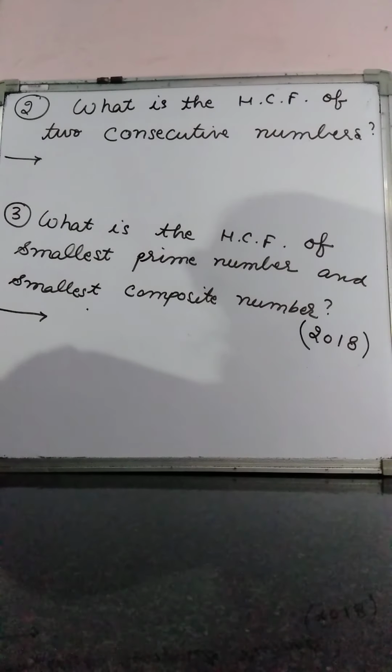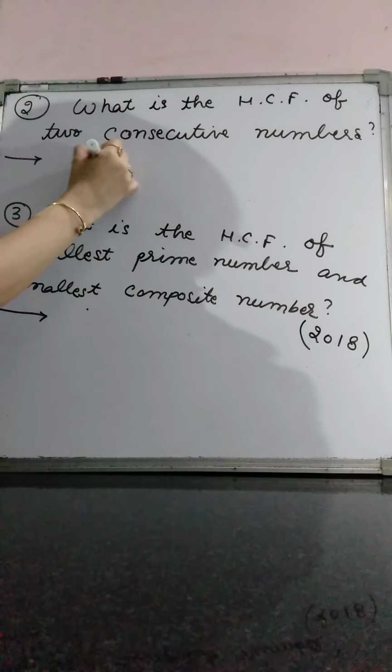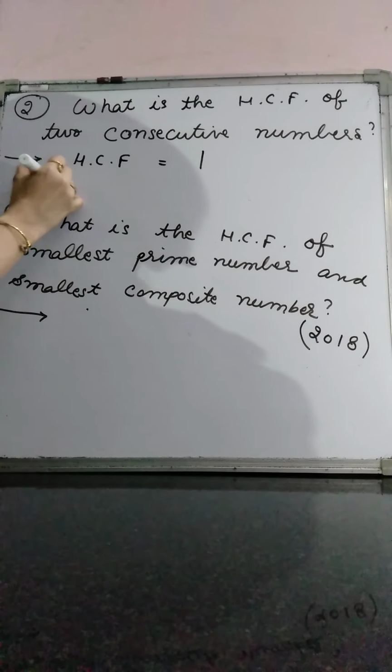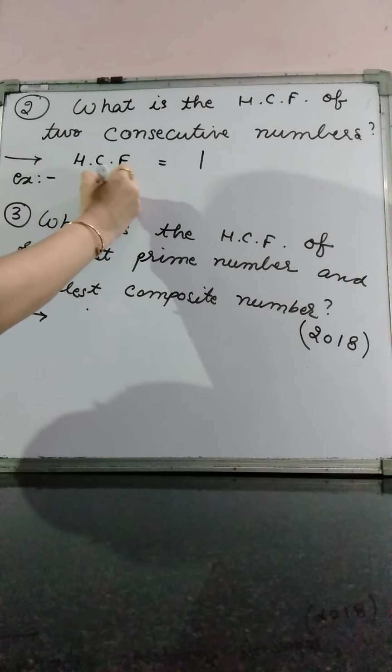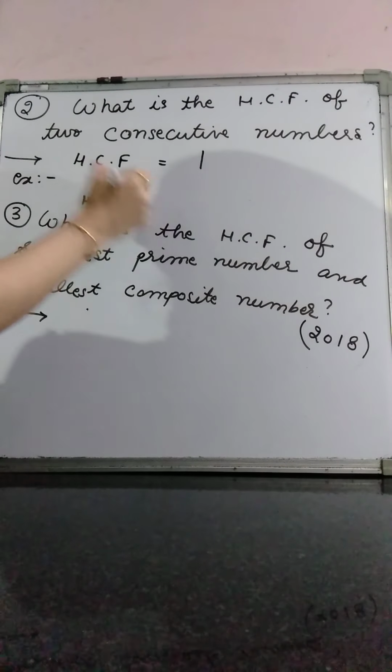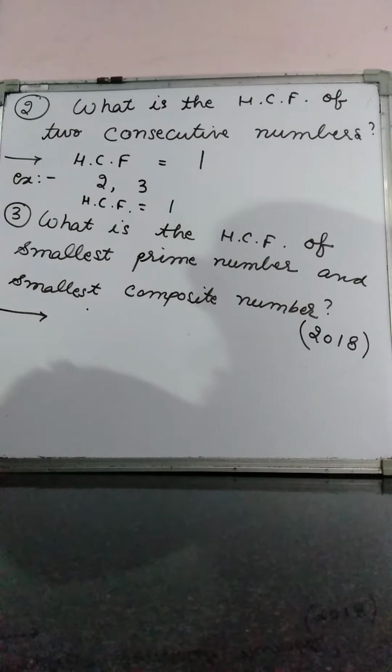Now the second question is, what is the HCF of two consecutive numbers? The HCF of two consecutive numbers is 1. Example, consider two consecutive numbers 2 and 3. There is no common factor between 2 and 3, so the HCF is 1.